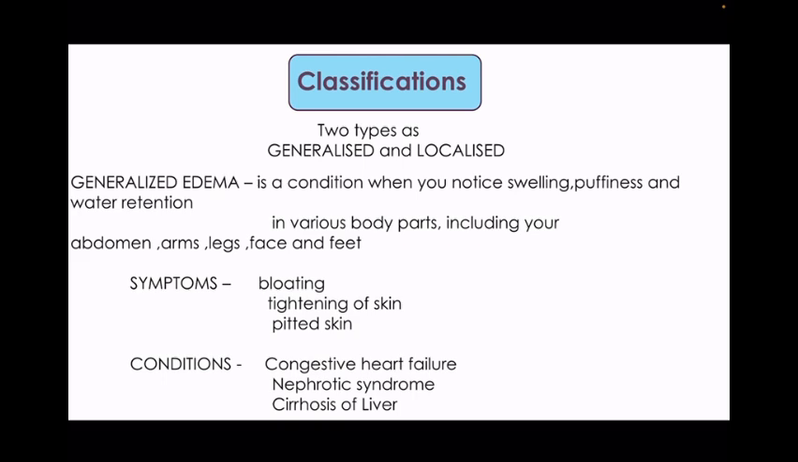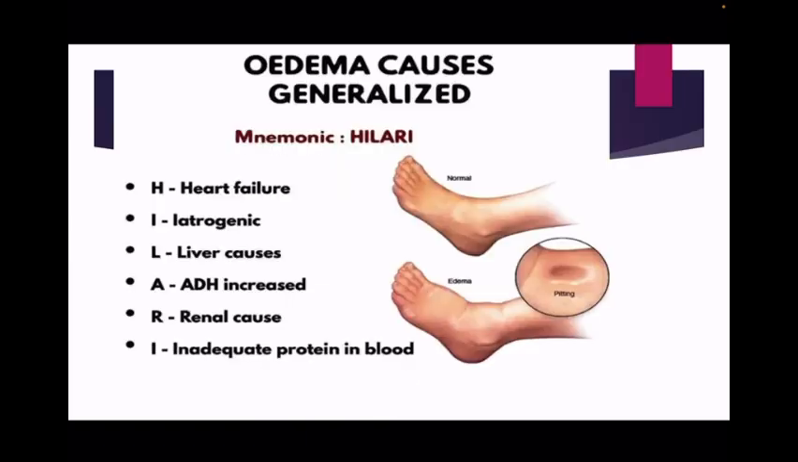It is classified into two main types, generalized and localized. Generalized edema is a condition when you notice swelling, puffiness, and water retention in various body parts, including your abdomen, arms, legs, face, and feet. Symptoms are bloating, tightening of skin, pitted skin. Conditions leading to generalized edema are congestive heart failure, nephrotic syndrome, cirrhosis of liver.